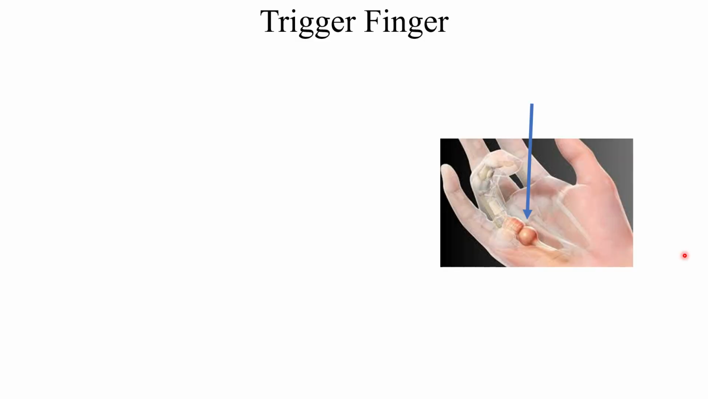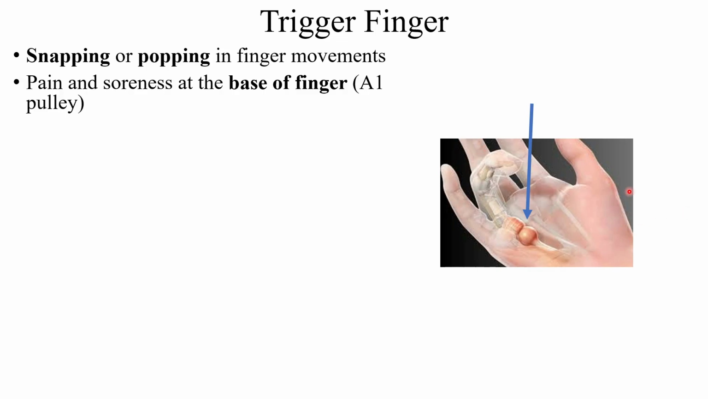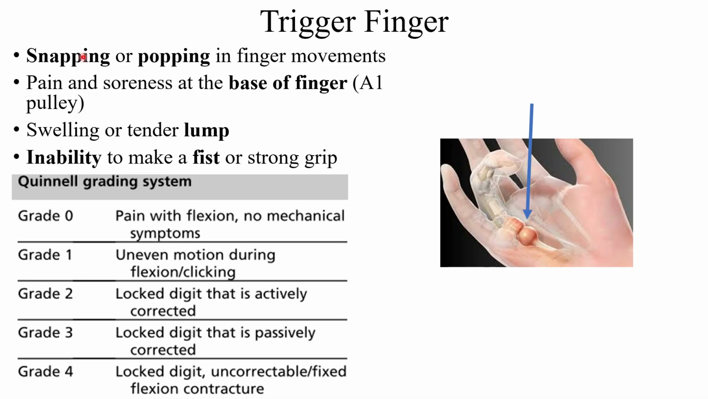One very important condition, which is also an inflammatory condition in itself and occurs most commonly in patients with rheumatoid arthritis, is trigger finger. So as you can see in the image here, there is a thickening of the tendon sheath, which is why the movement of the tendon inside the sheath becomes very difficult. So closing and opening of fingers becomes problematic. It can be associated with snaps or pops that you can hear, and generally there is pain at the base of the finger, that is at the A1 pulley level, and you have the grades that are there.